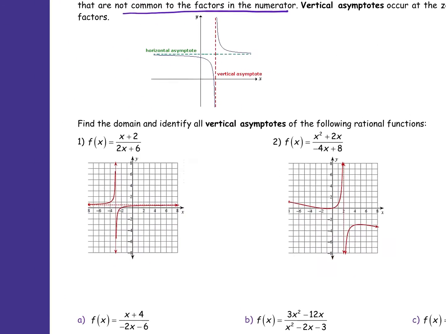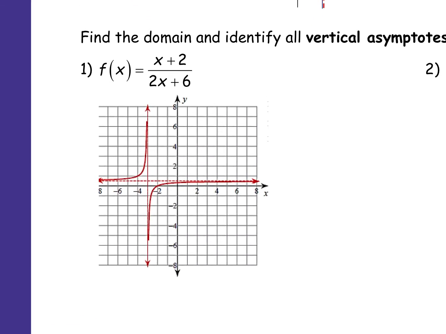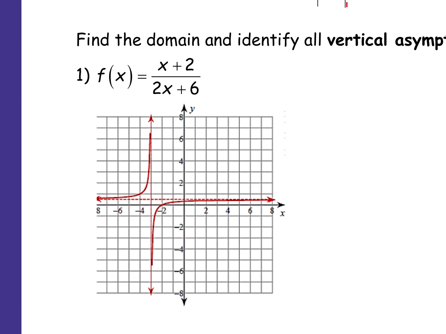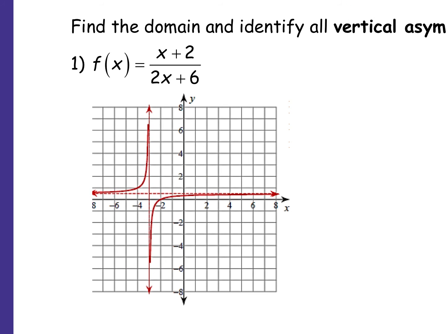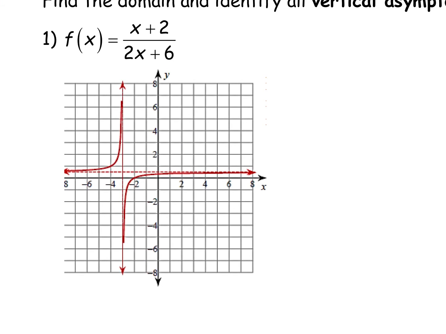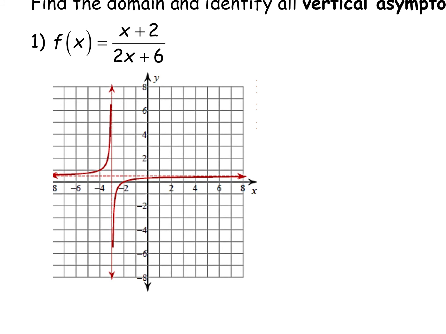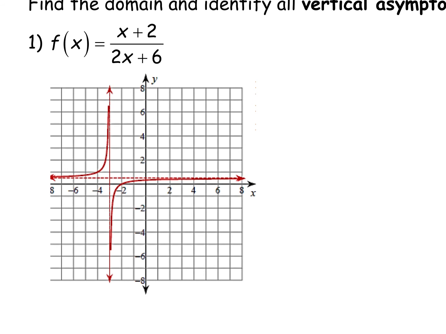If we look at these lovely graphs and the equations that go with them, this function is (x + 2) divided by (2x + 6). This is what this function looks like graphically. And it wants us to find the domain and identify the vertical asymptotes.